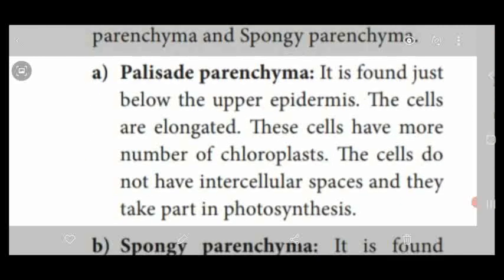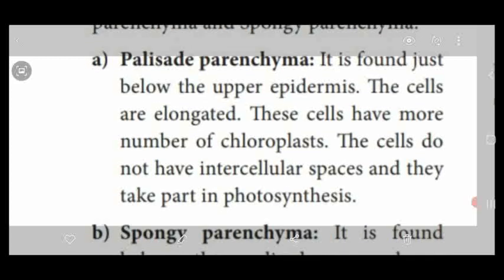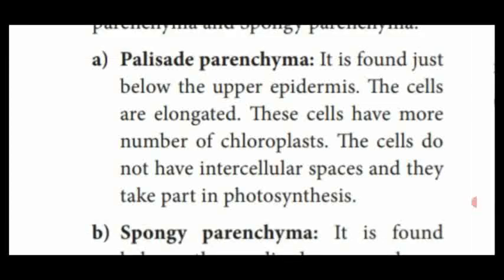First one, palisade parenchyma. This parenchyma is present below the upper epidermis, the cells are closely packed, no gap, and also elongated. It contains more number of chloroplasts, that means chlorophyll pigment. There is no gap between the cells, that's why they are described as having no intercellular spaces. Due to the presence of chlorophyll pigment or chloroplast cell organelle, they perform the photosynthetic function.